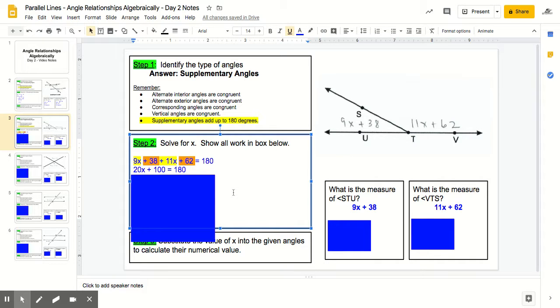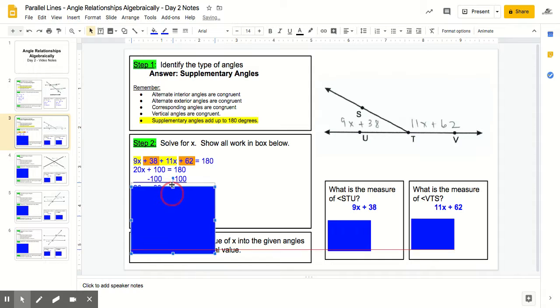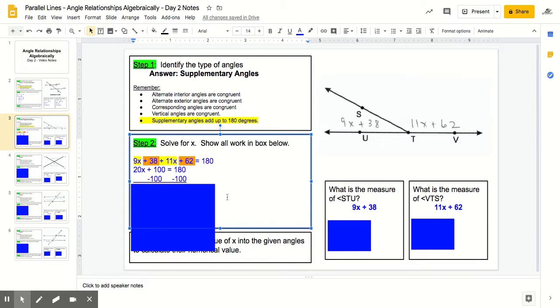Now we have a simple two-step equation that we can solve. So now we are going to subtract 100 on both sides. Again, the reason I'm subtracting is because I need to get rid of this plus 100, and the inverse operation of addition is subtraction. So I simply subtract 100 on both sides. I bring down the 20x. The 100s cancel each other out. Bring down the equal sign. 180 minus 100 is 80.